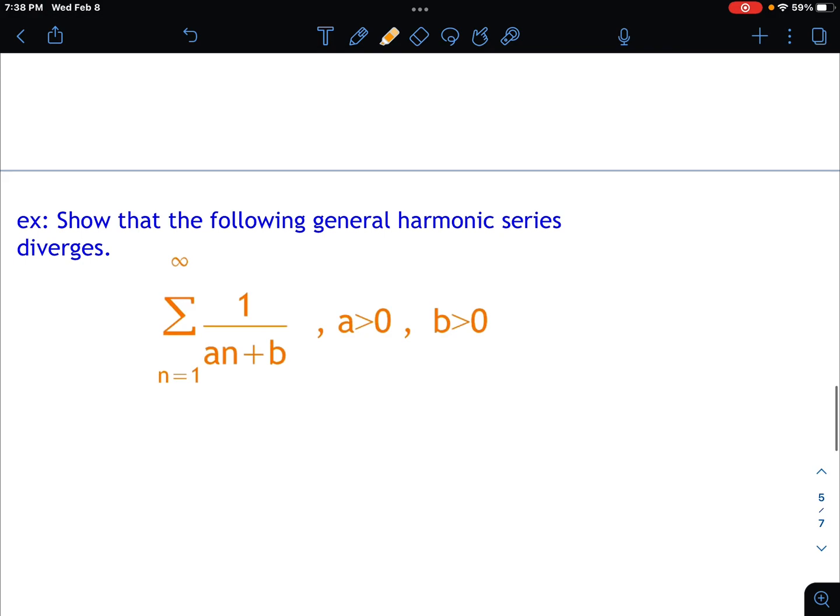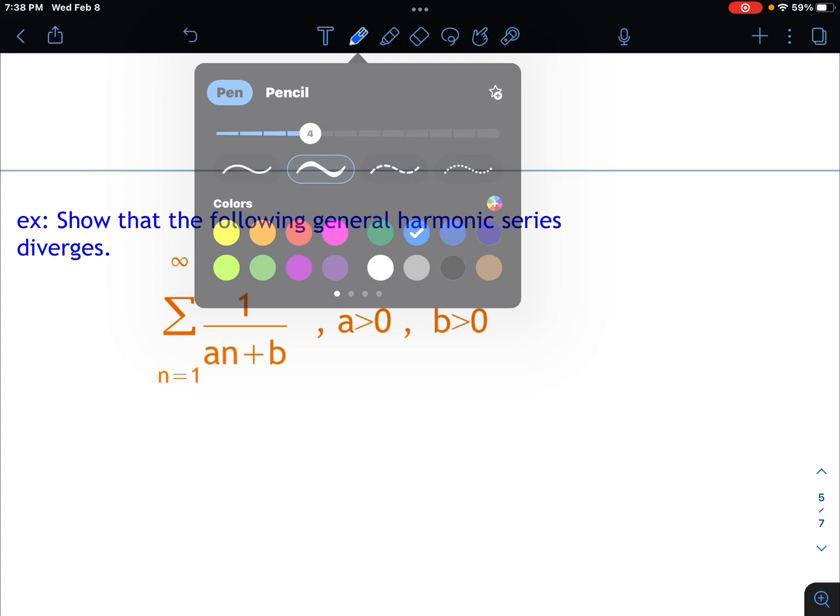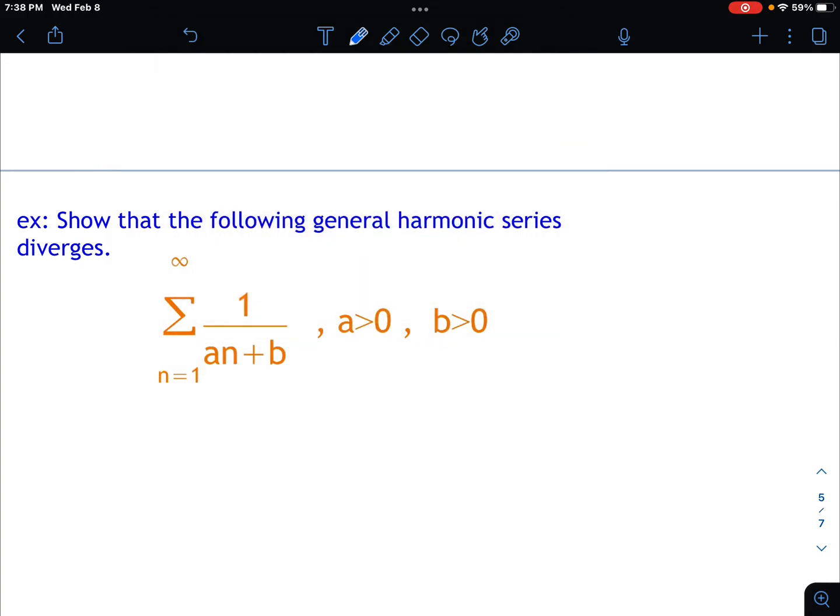Okay, so show the following general harmonic series diverges: 1 over a n plus b. Let's take a look. All right, so what are we going to do with this? We're going to try the limit comparison test. This is proving the general rule. This is for anything that's just 1 over n plus something, n to the power of 1, of course.